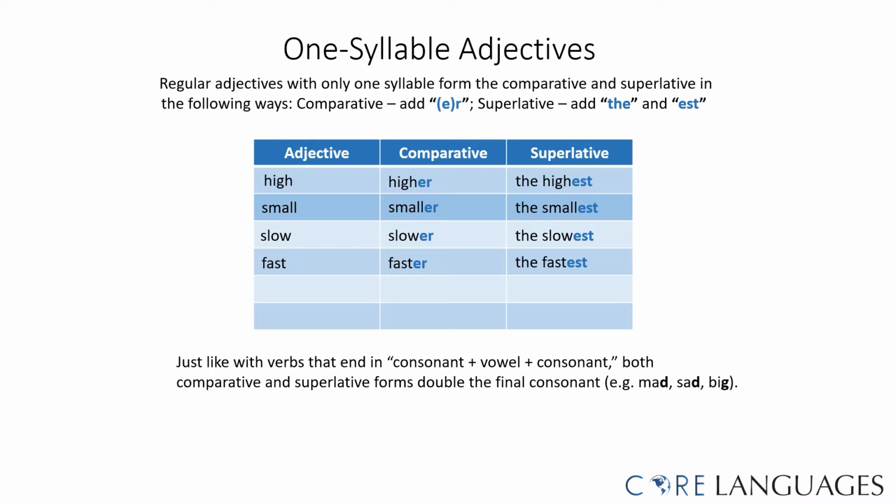If an adjective is spelled with a consonant, a vowel, and another consonant, both for the comparative and the superlative form, we need to double the final consonant. For example, mad, madder, the maddest. Notice how we doubled the D. Big, bigger, the biggest. Notice how we doubled the G.